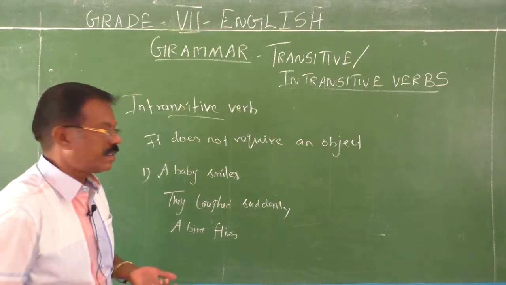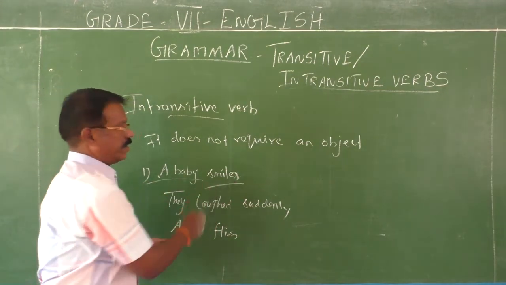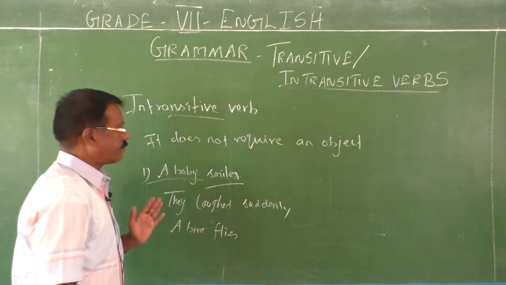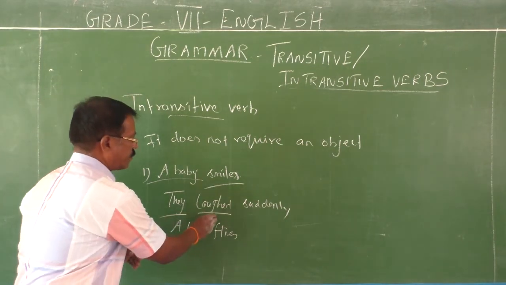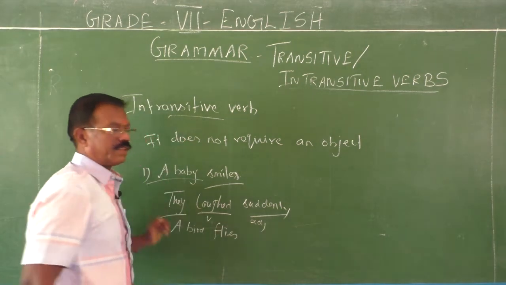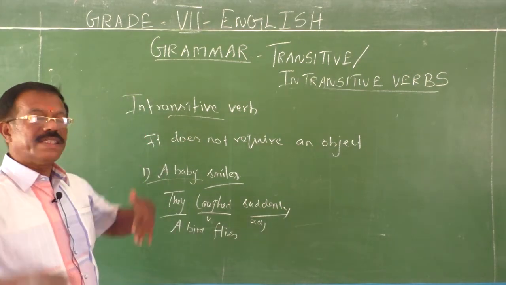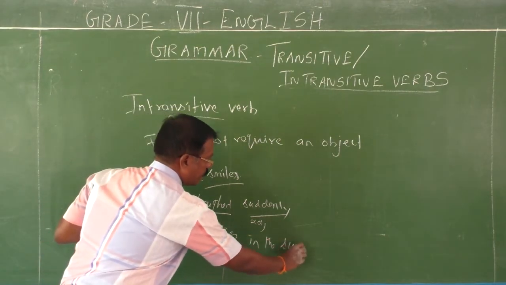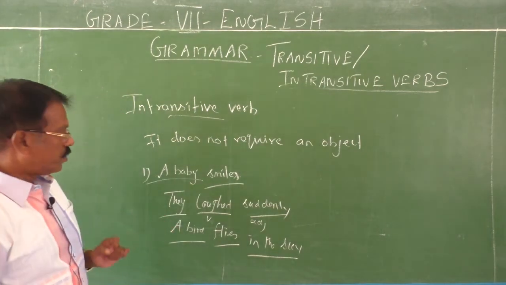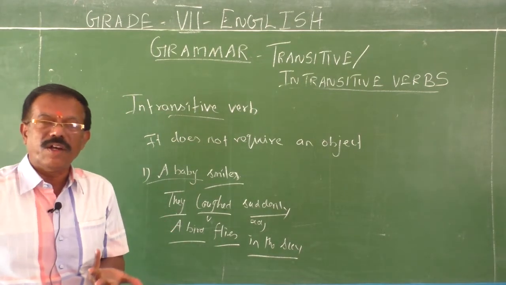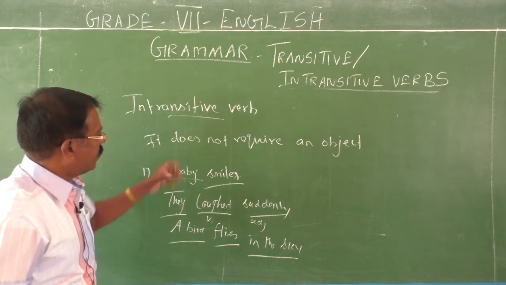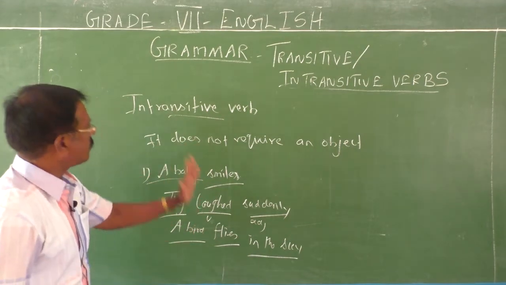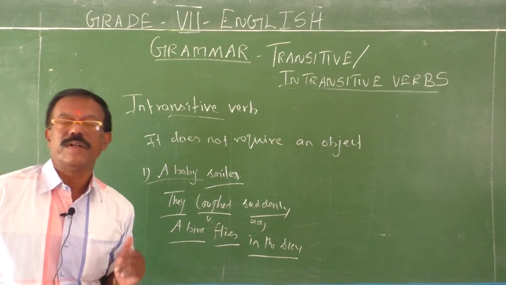First, a baby smiles. A baby is a subject, smiles is a verb. The sentence completes in its sense. They laughed suddenly. They, subject; laughed, verb. Suddenly is an adjunct. It's not an object. Don't confuse. A bird flies in the sky. A bird, subject; flies, verb; in the sky, an adjunct. So in all these sentences, you don't have any object. Or you can say these verbs don't require an object to complete the sense. Such types of verbs are called intransitive verbs.